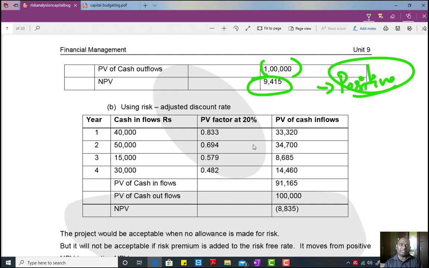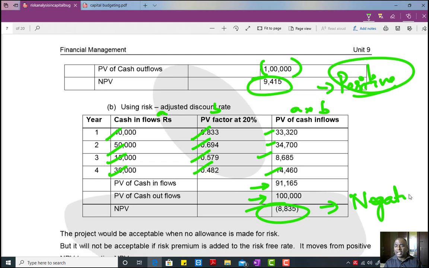If I discount at 20%, the same cash flows of 40,000, 50,000, 15,000 and 30,000 get factors of 0.833, 0.694, 0.579 and 0.482. Multiplying A into B: 40,000 into 0.833, 50,000 into 0.694 is 34,700, 15,000 into 0.579 is 8,685, and 30,000 into 0.482 is 14,460. Now the cash inflow is about 91,000 and the cash outflow is 1 lakh. So it becomes negative. Can I accept the project? No, I cannot accept the project.